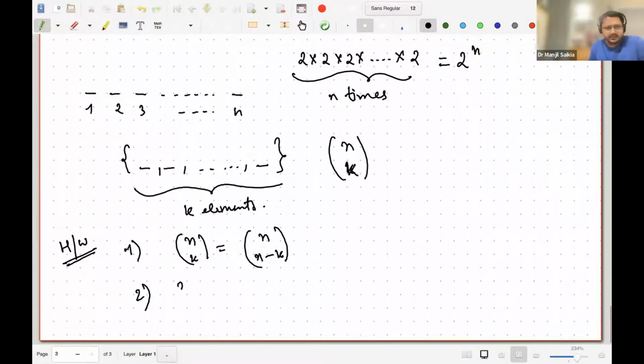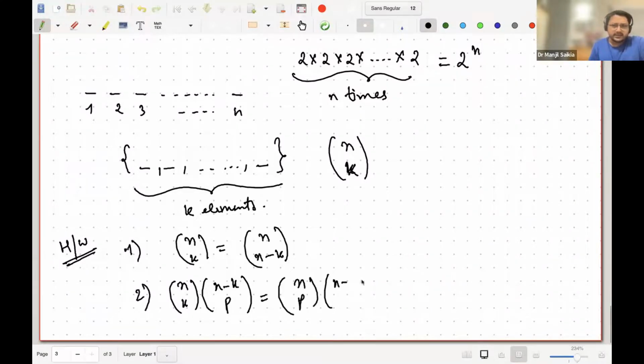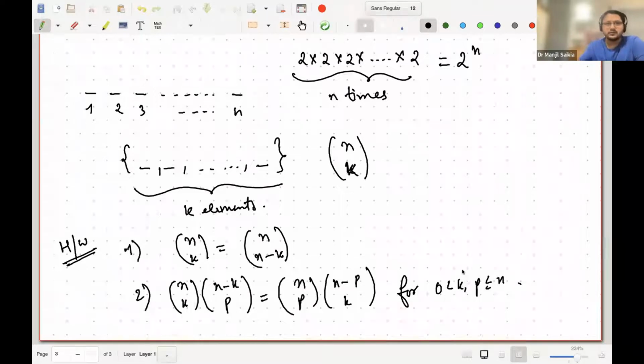And the next thing is n choose k times n minus k choose p is equal to n choose p times n minus p choose k, for again 0 less than k comma p less than or equal to n. Okay. So these are 2 homework problems. I mean, the algebraic proof is quite easy, but try to come up with a combinatorial way of doing this.